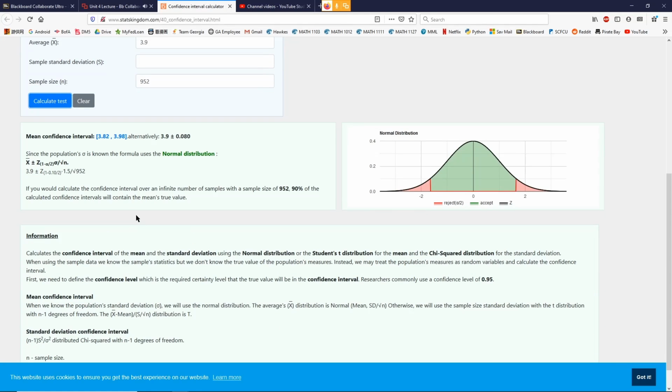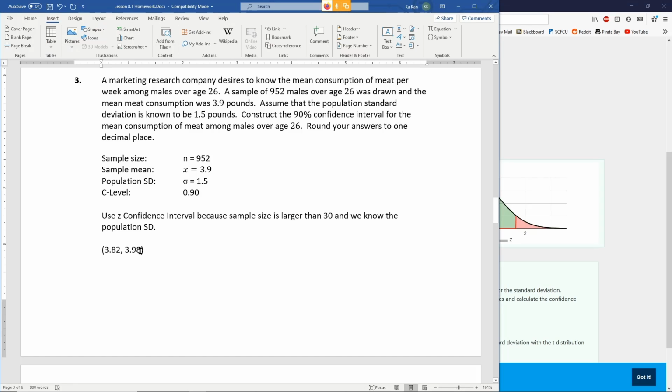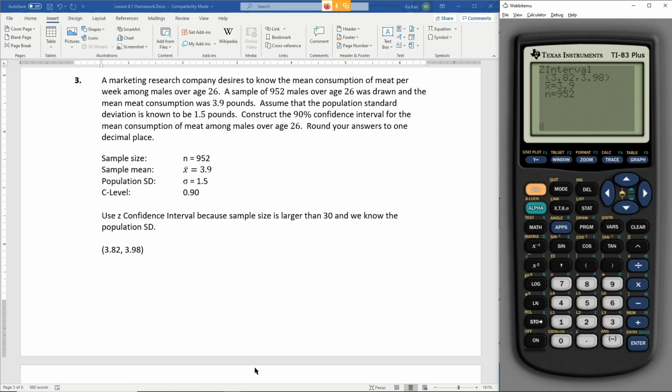Calculate. Let's see. So 3.82 to 3.98. Isn't that the same thing as what we have here? So now some people prefer the calculator, right? Some people prefer using a web calculator. I don't care. And in our case, you can use whatever you want. My advice is to know how to use both, so you can check the answer, you can cross-reference.